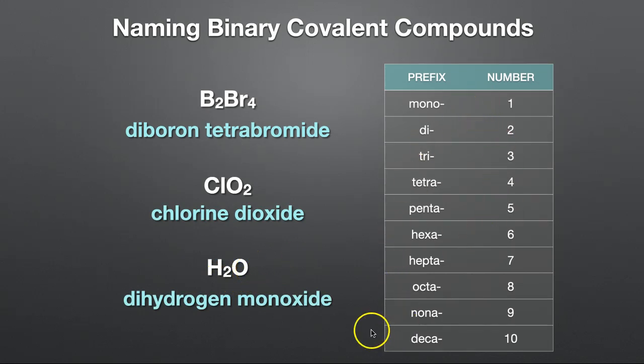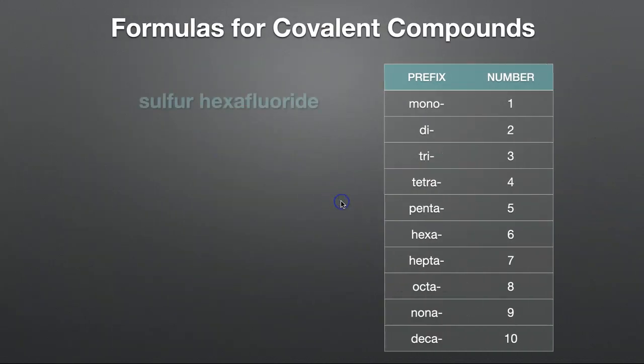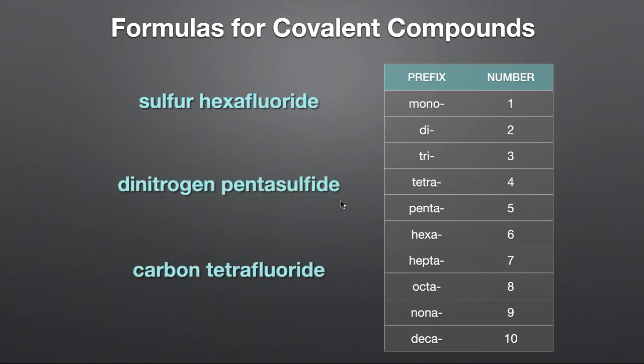You can also use these prefixes to work backwards. You could see the name for a binary covalent compound and come up with the formula. Now you'll know that these names and these compounds aren't going to use the crisscross method because you'll actually see the prefixes there that we're going to use to write the subscripts. When we use the crisscross method for ionic compounds, you'll never see prefixes. So here for sulfur hexafluoride, the first element would be an S with an understood 1 because it has an understood mono. The second element is F for fluorine, and it has a little subscript of 6, SF6.